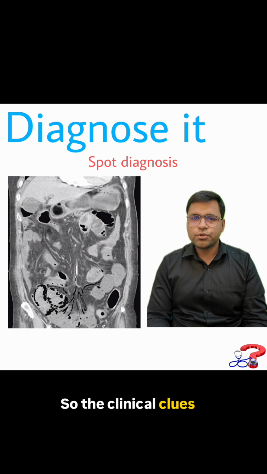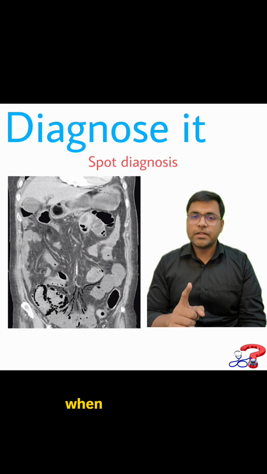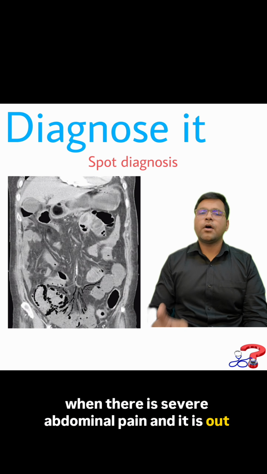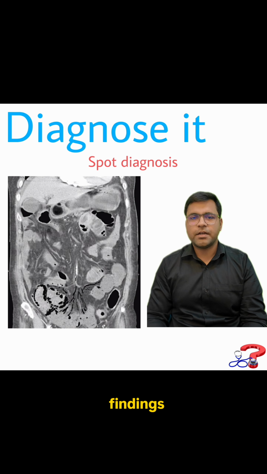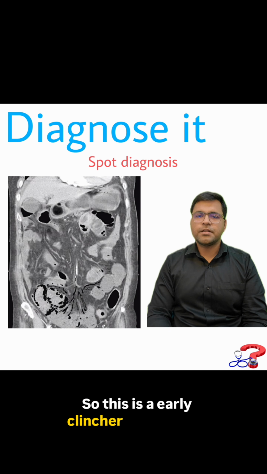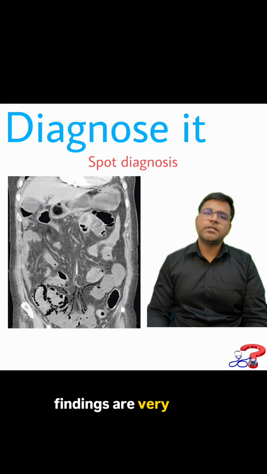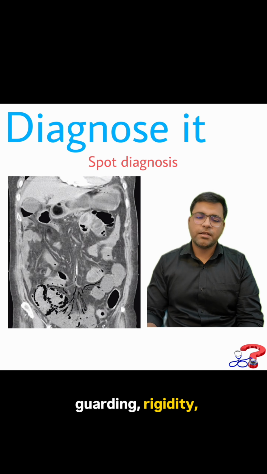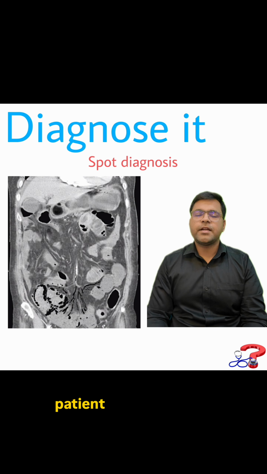So the clinical clue to diagnose it early is when there is severe abdominal pain and it is out of proportion to the clinical examination findings. Okay, so this is an early clincher, and the late findings are very severe abdominal pain, guarding, rigidity, abdominal distension, and patient getting in shock.